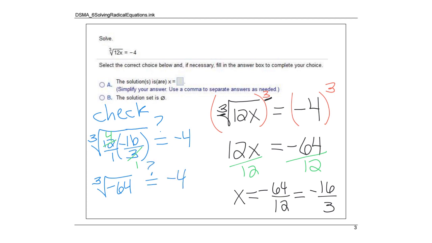And sure enough, the cube root of 64 is 4, and we're allowed to, because the index is odd, we're allowed to have a negative number. So we end up with negative 4 equals negative 4, and we are good to go. So not a very pretty answer, but that's okay. Don't forget, we can put the negative out front, or we can put the negative up top with the 16, but we can't put it on the bottom with the 3.